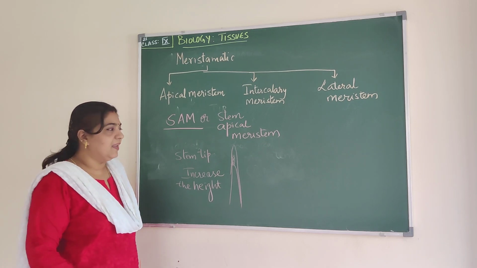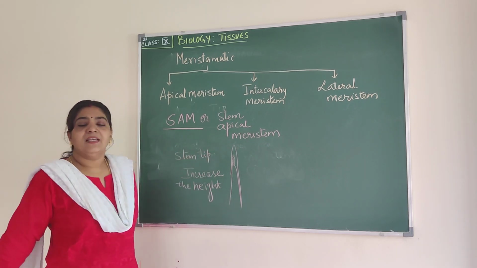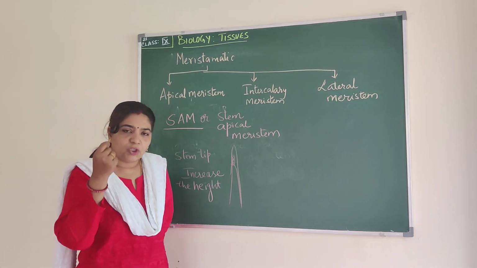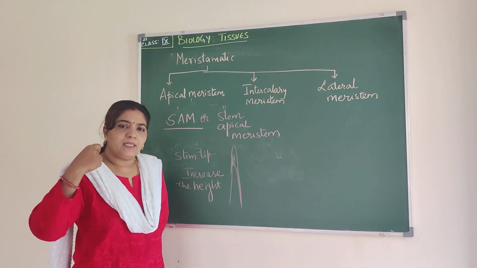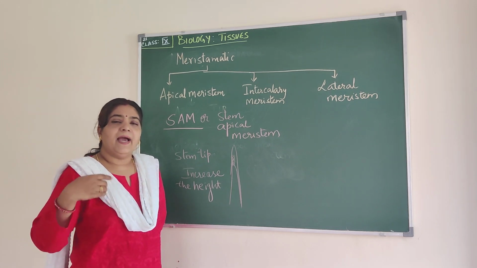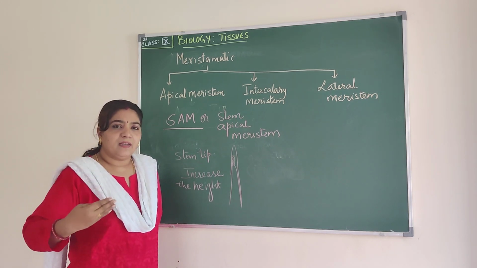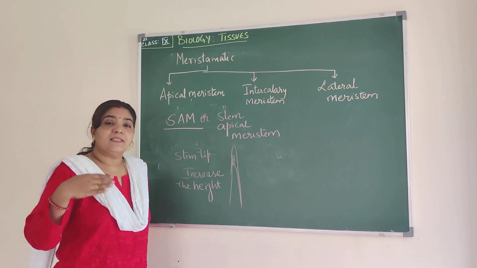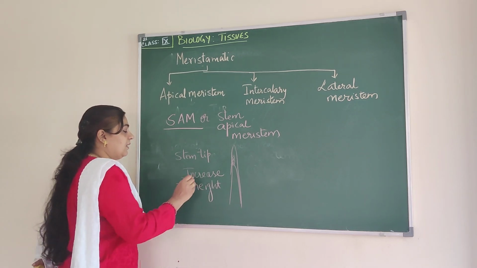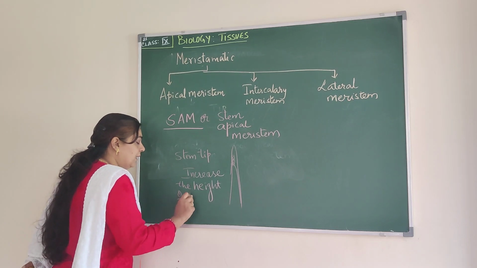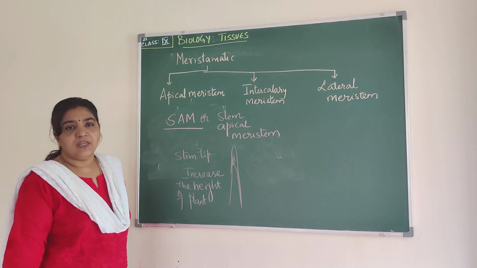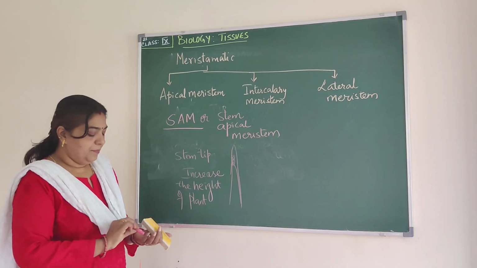Why does it grow taller? It is because of the stem apical meristem, which is present at the shoot tip. It will be continuously dividing, and as it divides and increases the number of cells, that will result in the increase in the height. It will increase the height of the plant. So now we understand the function of stem apical meristem.